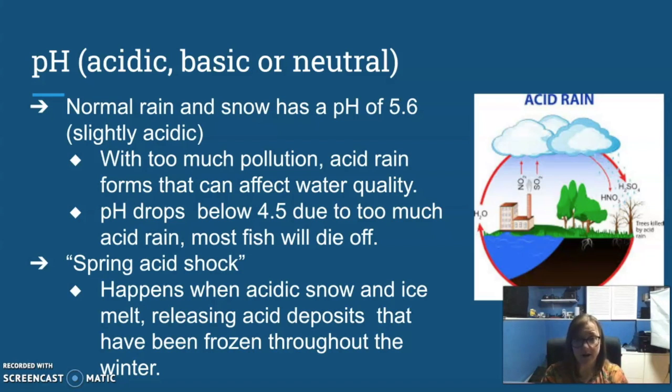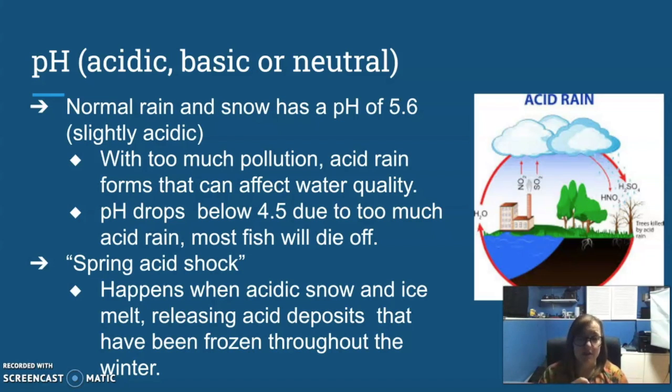So normal rain and snow has a pH of 5.6, which is on the acidic end. And with too much pollution in it, acid rain actually gets much more acidic, and it can drop below 4.5. And when that happens, most fish are going to die off. Now you do have the situation where you've got the rain coming down and you've got a bunch of water in the lake already, but that acid again doesn't just disperse. It kind of sits there and eats away at buildings and is constantly around. So we need to be really careful about how much acid we are putting into the rain.